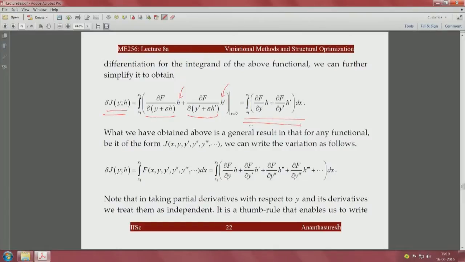You are taking dou f by dou y times h, plus dou f by dou y prime times h prime. Similarly, if you have y double prime in the integrand, then there will be dou f by dou y double prime times h double prime. If we have y triple prime, this will be dou f by dou y triple prime times h triple prime, but that follows from the Gâteaux variation, especially the operationally useful definition that we discussed. So, these operations you should be comfortable with.